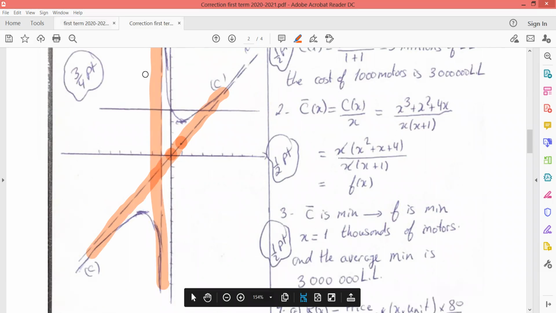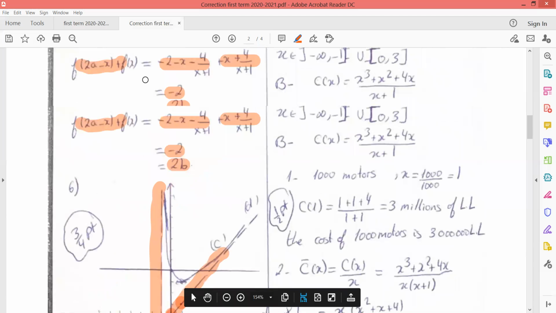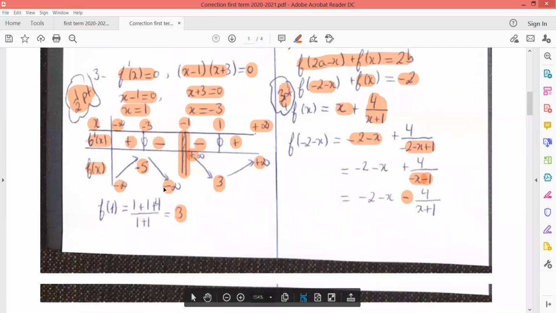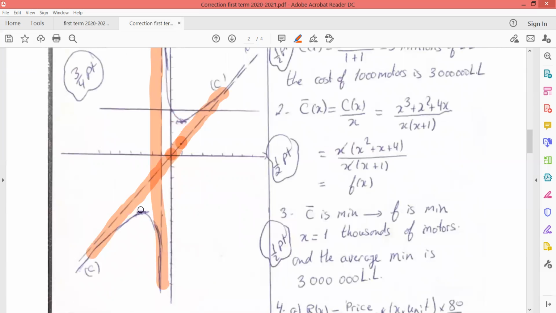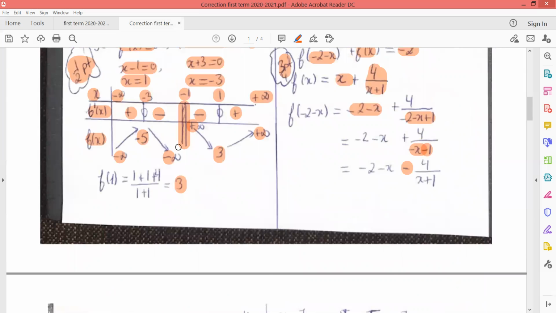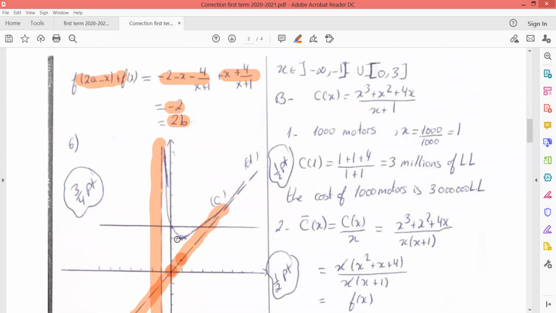Then we locate the minimum and the maximum points. The maximum occurs at (-3, -5), and the minimum occurs at the point (1, 3). You can also use the calculator to take particular points. For example, x equals 0 gives y equals 4.